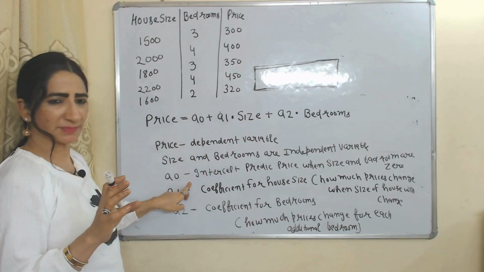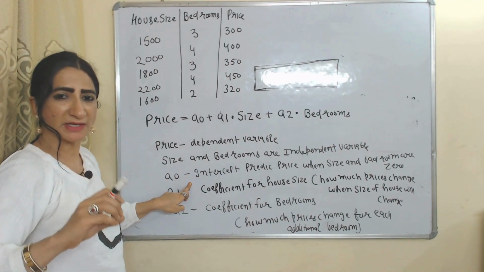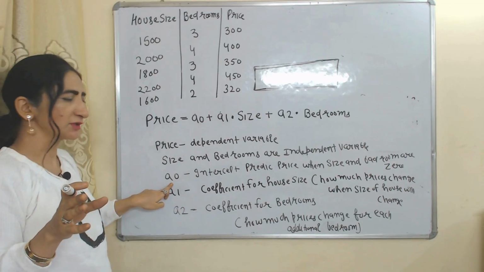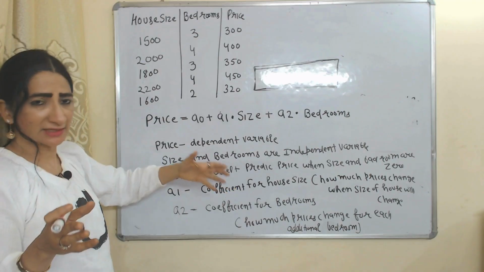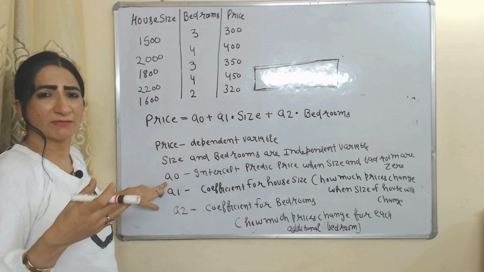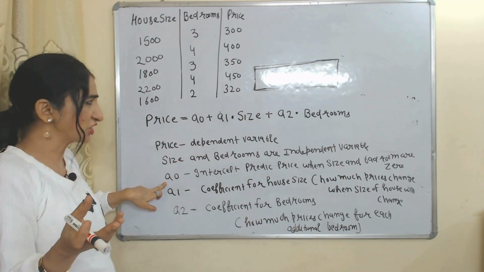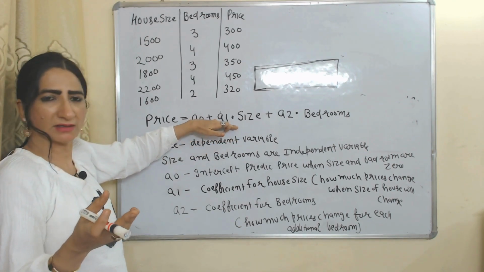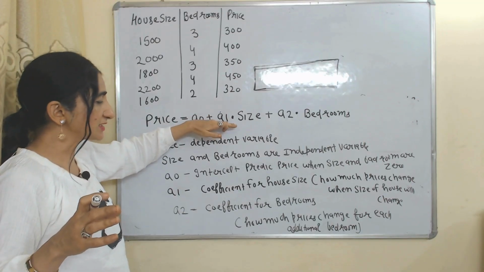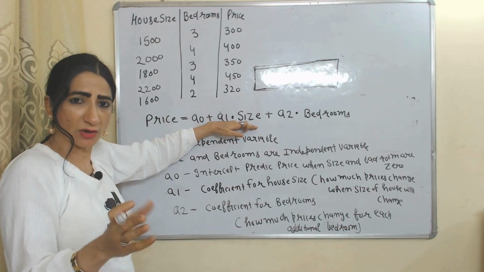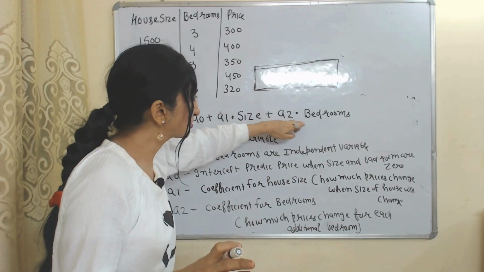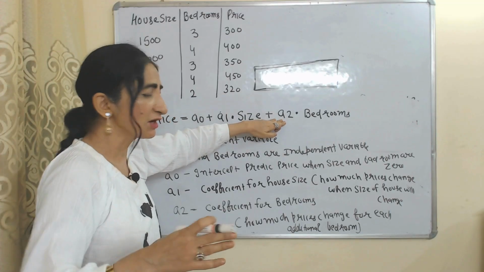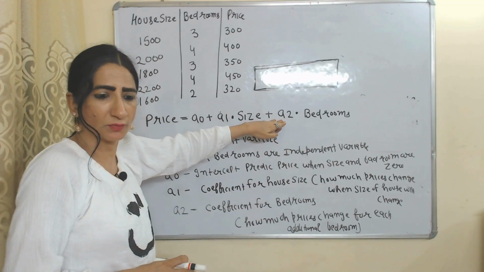A0 is our intercept, which shows the value of the dependent variable when the independent variables are 0. This intercept predicts the price when bedrooms and size are 0. A1 is the coefficient of size. That means A1 explains how much the price changes when the size of the house changes. Similarly, A2 is the coefficient of bedrooms, which explains how much the price will change for each additional bedroom.